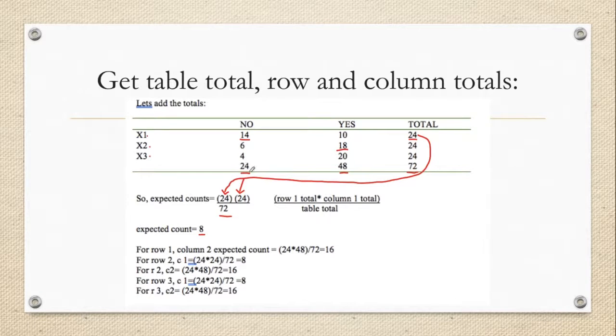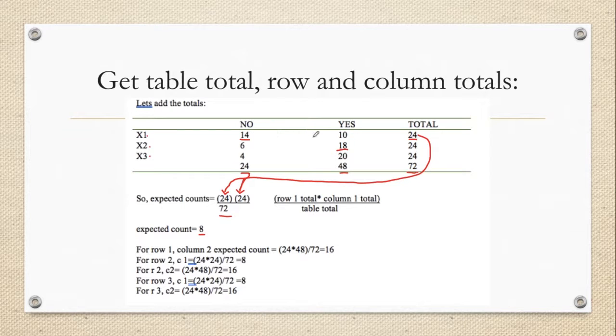Column 1 total, on the other hand, right here, that's column 1 total. So 24 times 24 divided by 72. Okay, so that's an expected count of 8 for row 1, column 1. Right? So the expectation right here for this cell, an expected count for this cell is 8. Does that make sense?